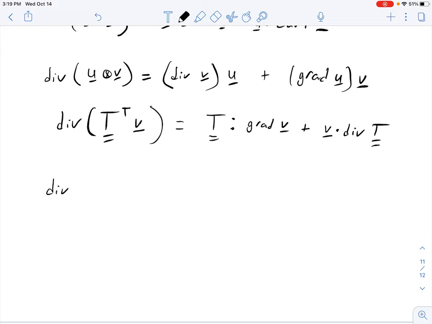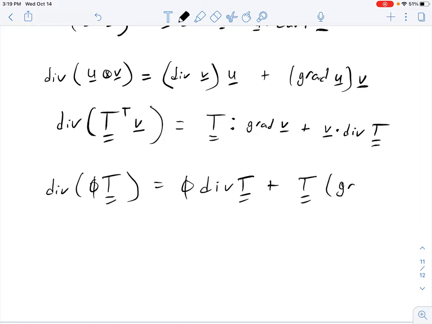So that's where this additional term comes from. Div of a scalar field times a tensor field is equal to the scalar times the divergence of the tensor field plus T acting on, well, acting on the vector grad phi, right? So this is a vector field here.